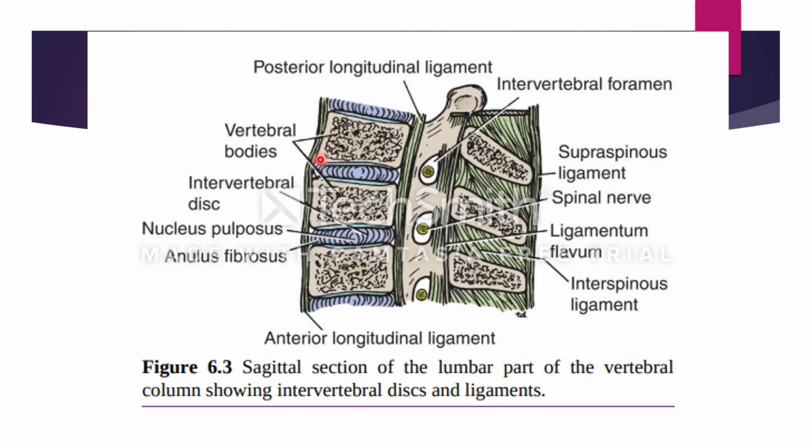Okay, so this is the anterior longitudinal ligament. This is the intervertebral disc. This is the posterior longitudinal ligament. In the intervertebral foramen, you can see the spinal nerve. This is the spinal nerve which is present here in the intervertebral foramen.